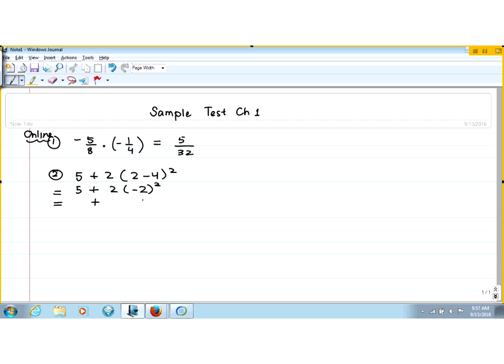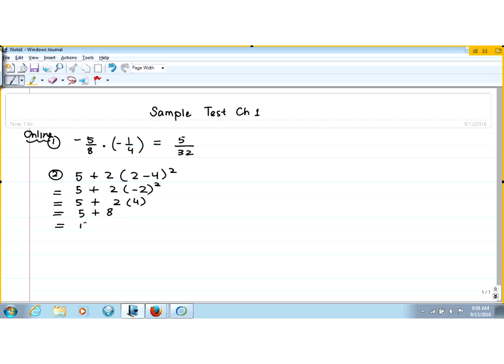So this is last. Now, which one do I do next? The exponent. So what is negative 2 squared? Positive or negative? Okay. Good. So what is this? 2 times 4? 8 plus 5? 13. So if you know it's 13, you can write 13 directly.